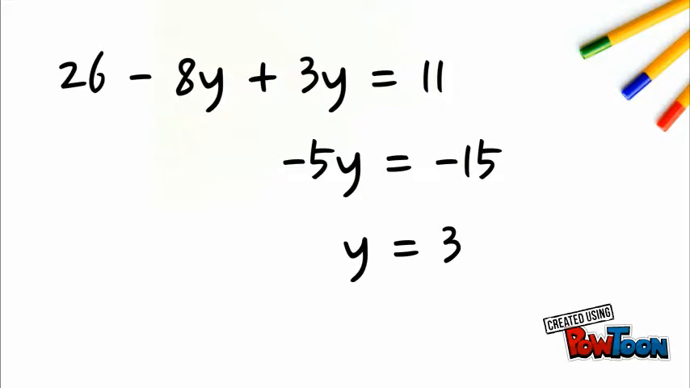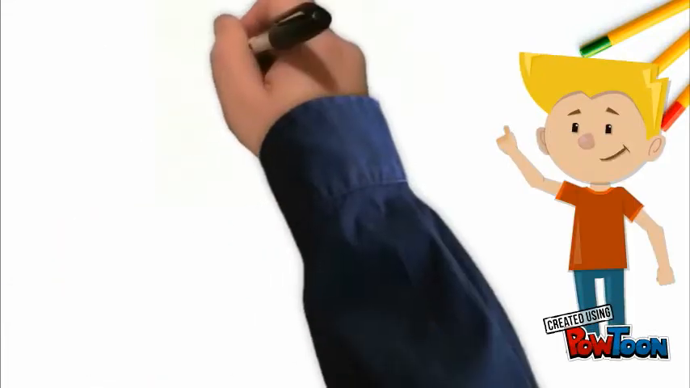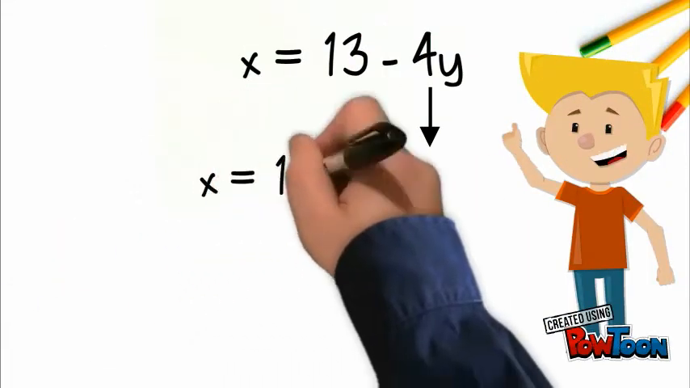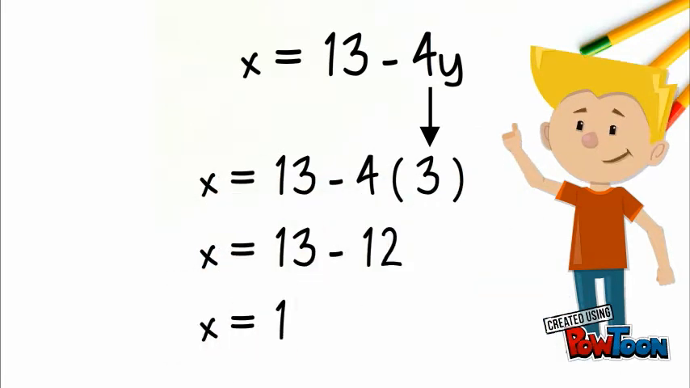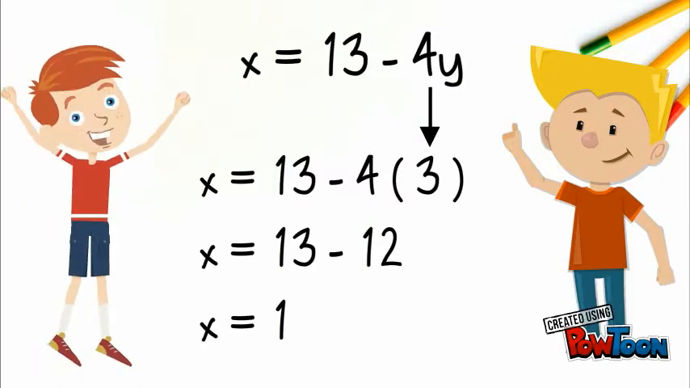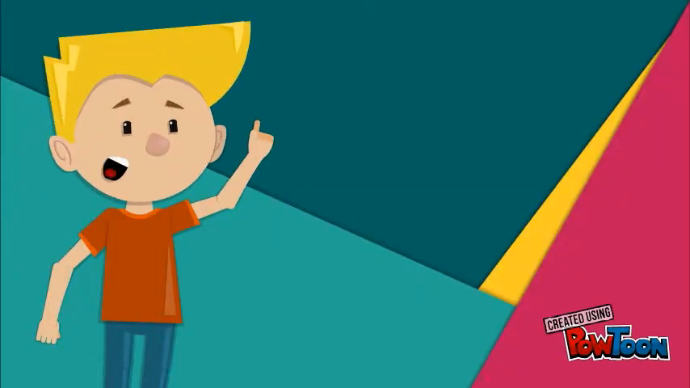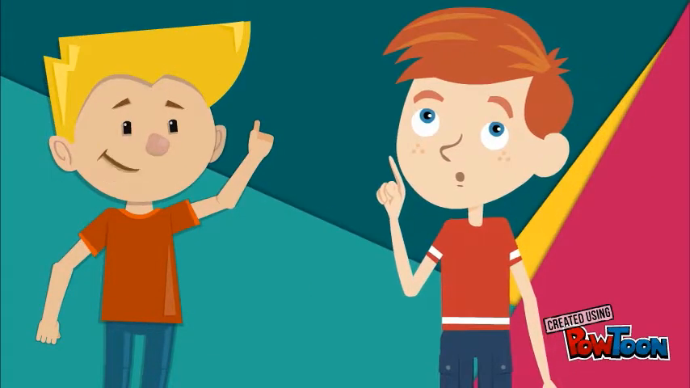Now that we have the value for y, we can now substitute this into the third equation, and we'll get x equals 13 minus 4 times 3, x equals 13 minus 12, x equals 1. Yay! Now I can do 2 unknowns. That's right! What if there are 3 unknowns?